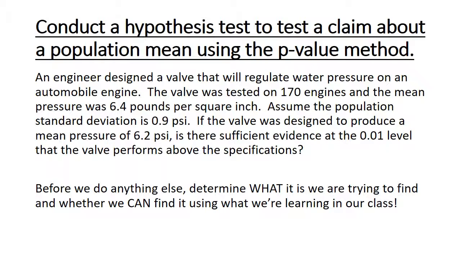Does our population follow a normal distribution? I don't know. Probably. These are manufactured items, and most of the characteristics of manufactured items do follow a normal distribution. We don't know, but we do know the sample size is greater than 30. We're testing 170 engines. So yes, we can use the techniques that I'm going to show you, and that your book shows you, and the homework shows you, and all that good stuff.